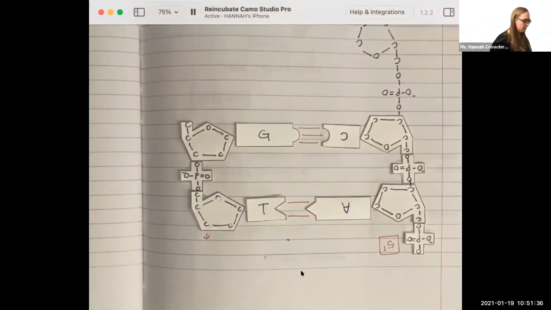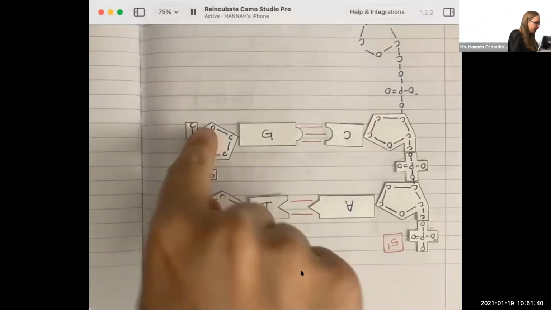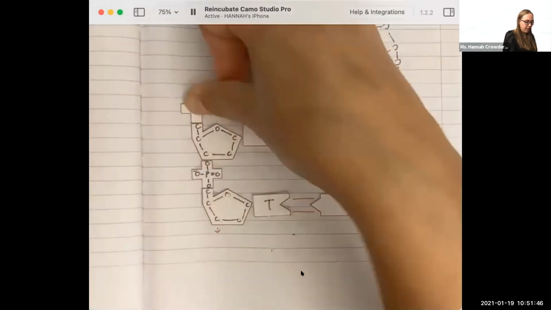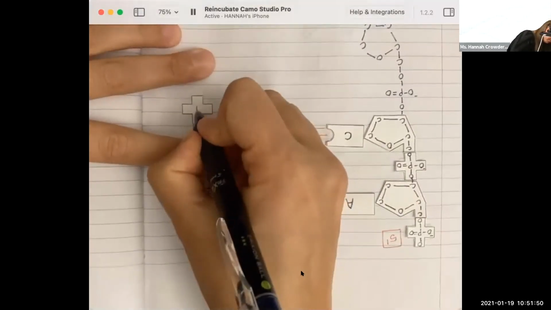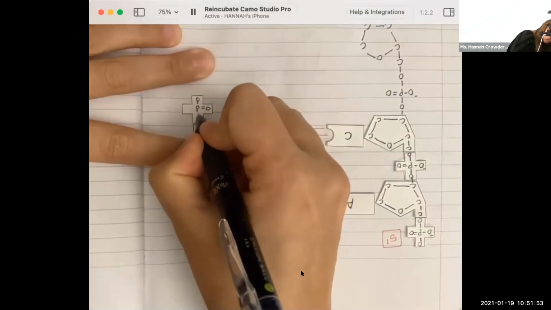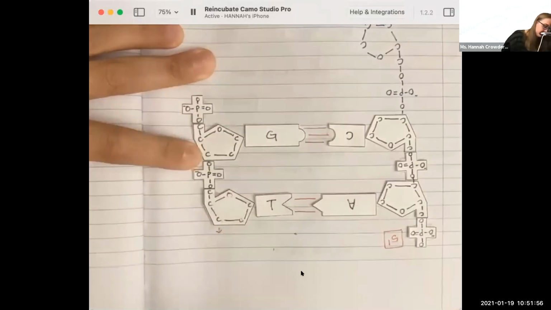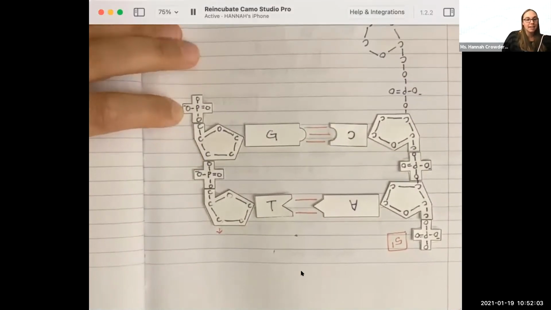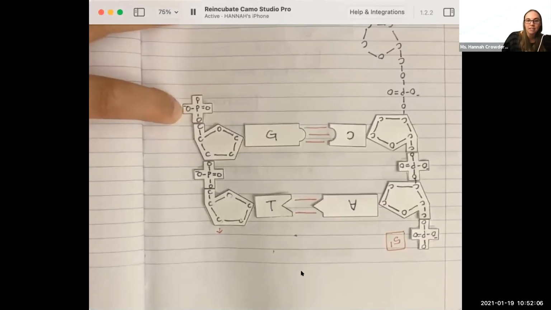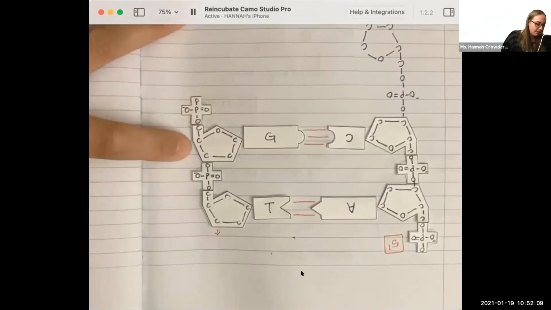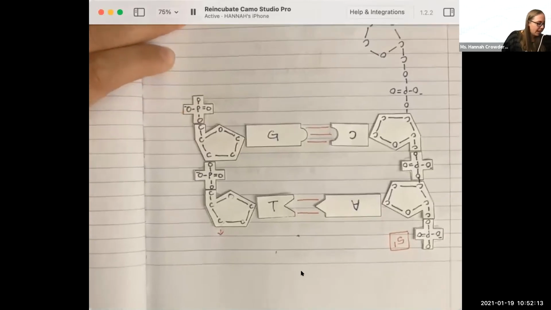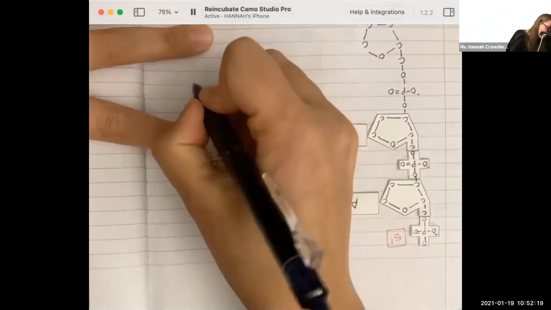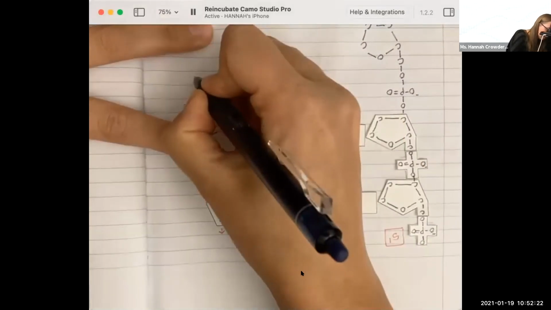All right, let's keep building. Connected to my sugar, I need to have my phosphate. And you'll notice that I keep drawing these minus signs. That is because DNA actually has a negative charge. Because the phosphates have this negative charge, and there are so many phosphates in the backbone, the overall charge of DNA is actually negative. Now, this phosphate is going to be connected to a sugar.